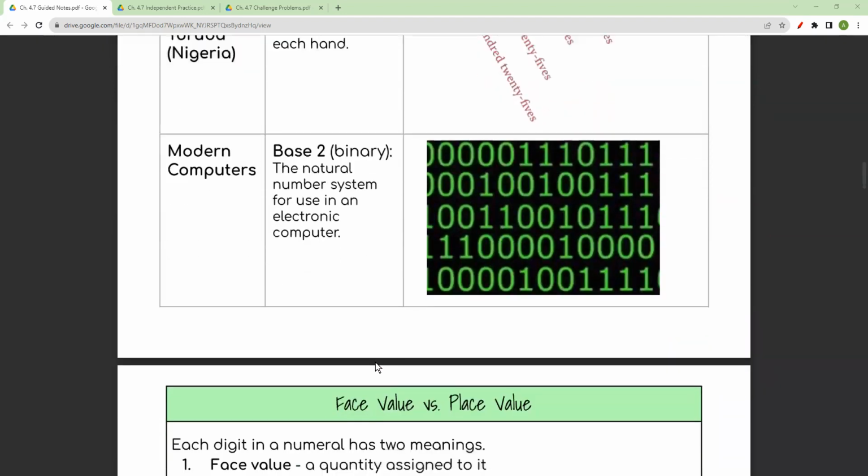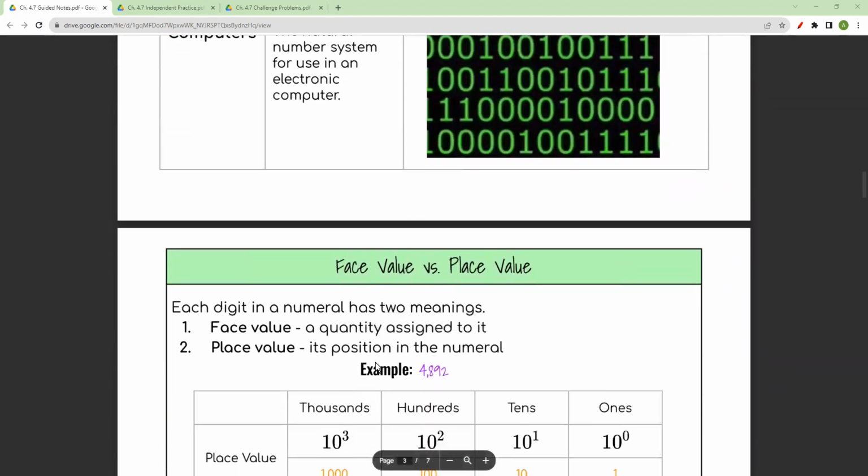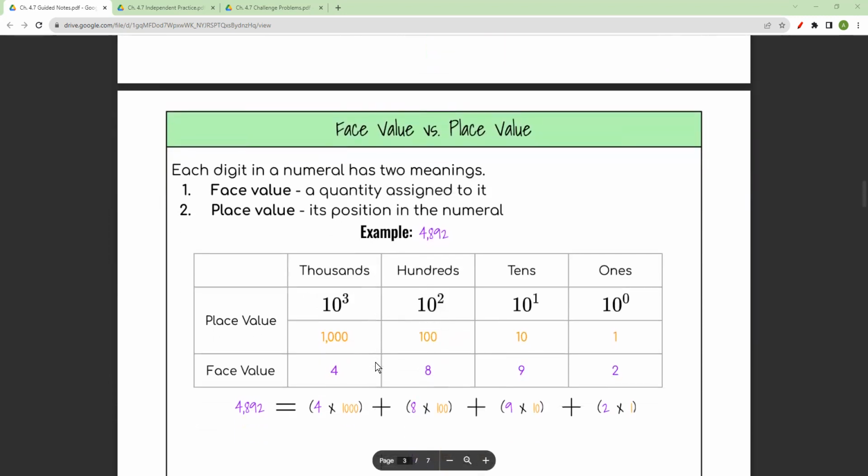Okay. So in order to really understand the base, we have to talk about place value, or face value versus place value, which is something I just talked about a few minutes ago. So every digit in a numeral, or every digit in a number, has two meanings. One, it has the face value. So if we look at each spot in a number, it's a quantity, right?